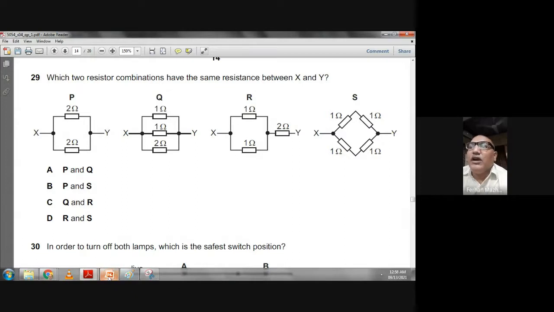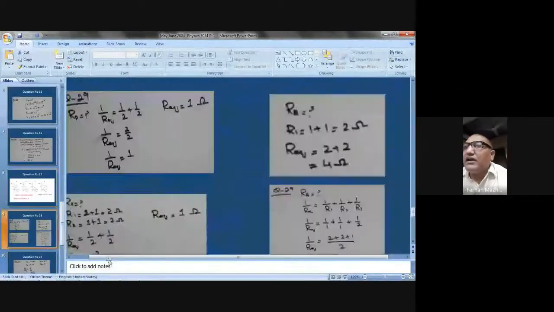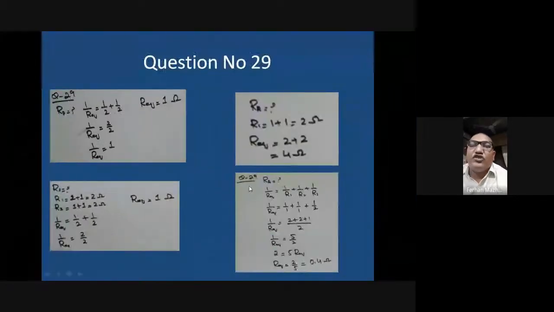Okay, so let me show you my work, and here we go. It is coming up on your screen. This is question number 29. In the diagram P, the two resistors are connected in parallel to each other, so we can find their equivalent resistance. 1 by R equivalent equals 1 by R1 plus 1 by R2, so it will be 1 by 2 plus 1 by 2, that will be 2 by 2, so 1 by R equivalent will be 1. Cross multiplying, you will have R equivalent equals 1 ohm.